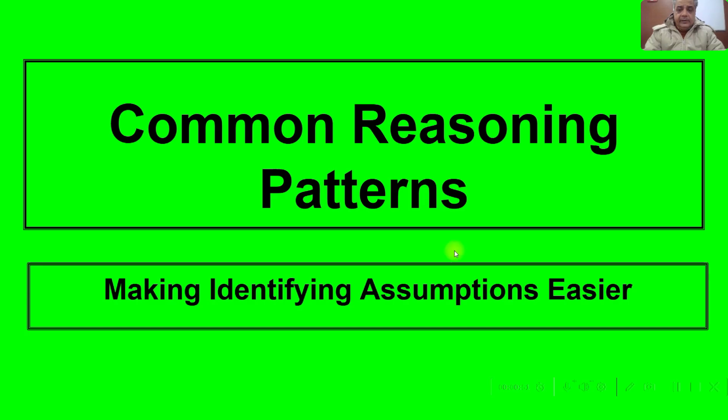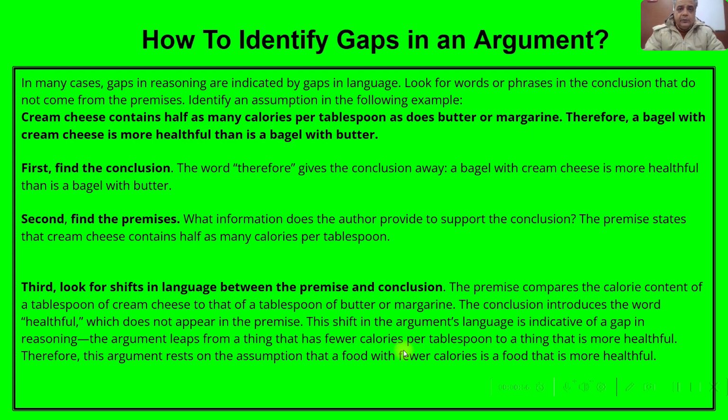But before that, we do some revision on how to identify gaps in an argument. Now we know that in order to figure out an assumption, we have to find gaps in an argument. So here in this practical example, we will understand how to find the gaps. In many cases, gaps in reasoning are indicated by gaps in language. Look for words or phrases in the conclusion that do not come from the premises. Identify an assumption in the following example.